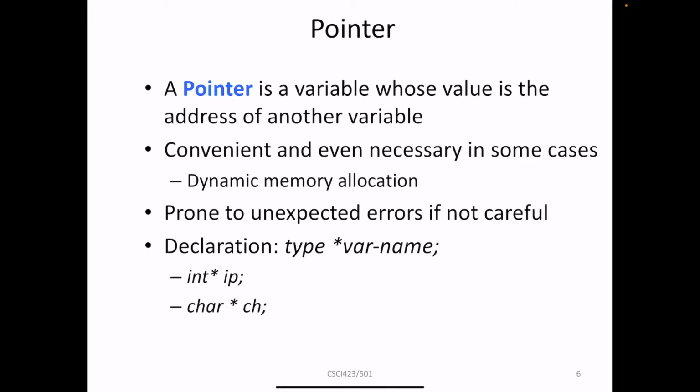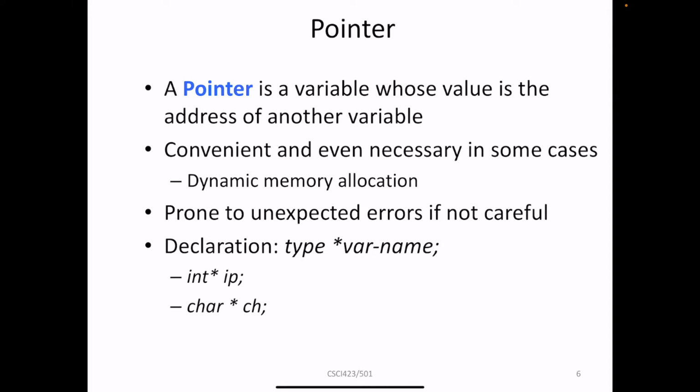The major difference between C and Java is that C supports explicit pointers. So the definition of a pointer is a variable whose value is the address of another variable. So sometimes using a pointer is pretty convenient and even necessary in some cases. So one example, which later you will see in your programming assignment, is dynamic memory allocation. Where your program may dynamically request additional memory space from the operating system.